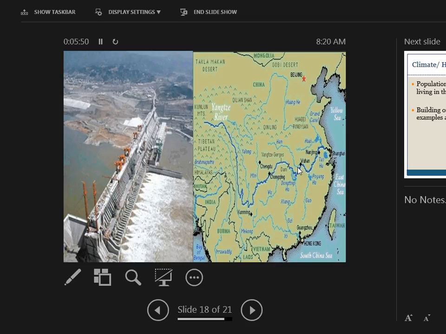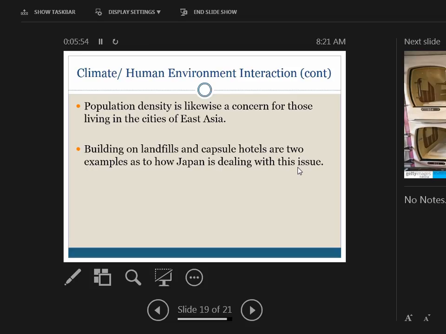Anyways, this is the Three Gorges Dam, in case you didn't know. Anyhow, last couple of slides. But anyhow, no, I don't know right offhand. I got it.